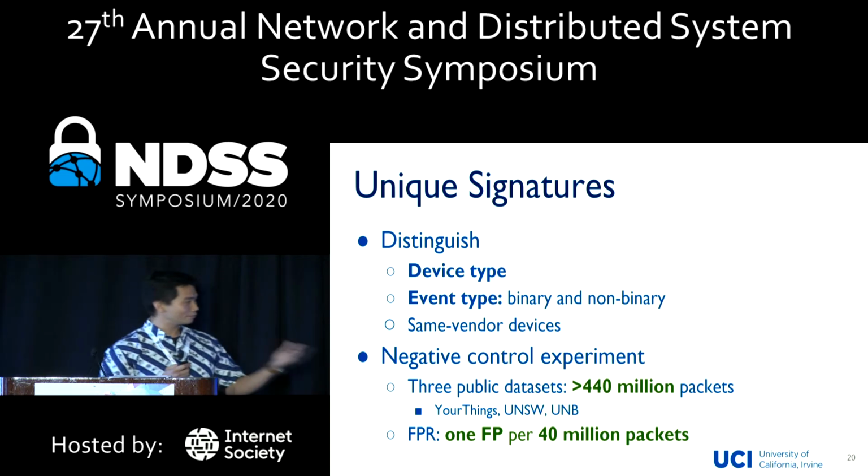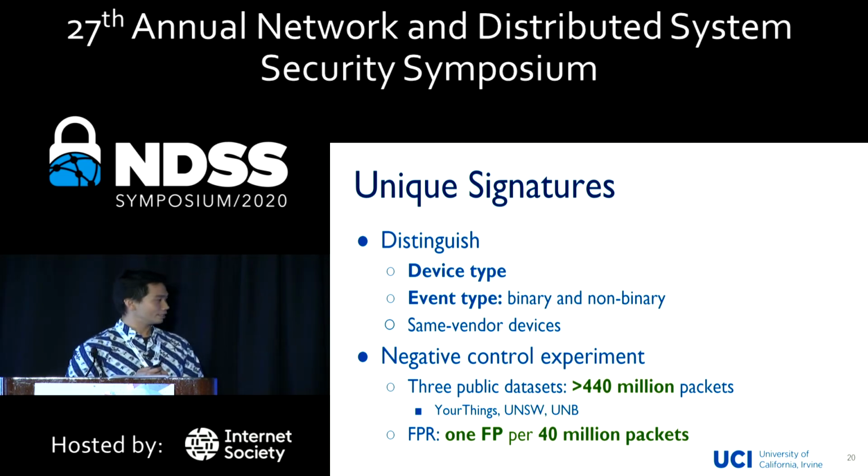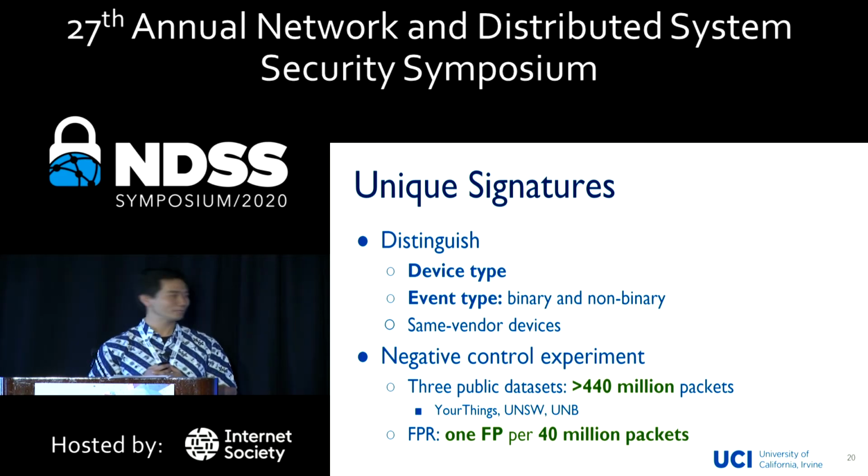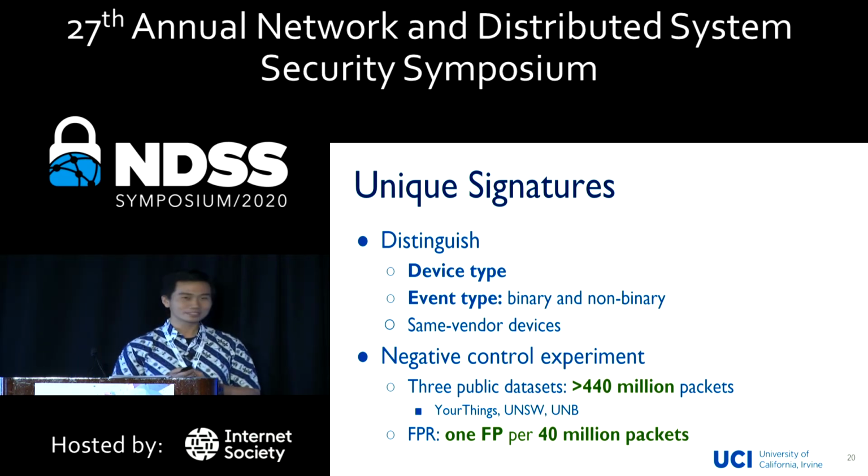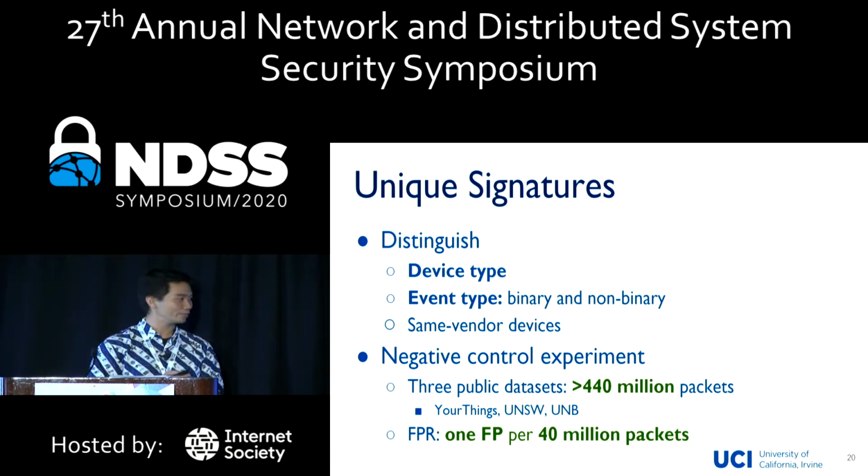We also performed negative control experiment on 3 public data sets. We tested our signatures using ping-pong. We performed ping-pong matching to detect the occurrences of our signatures in the traces that don't have devices in common with our devices. We used Your Things, UNSW, and UNB datasets with over 440 million packets. And we have found that the false positive rate is, on average, 1 false positive per signature for 40 million packets.